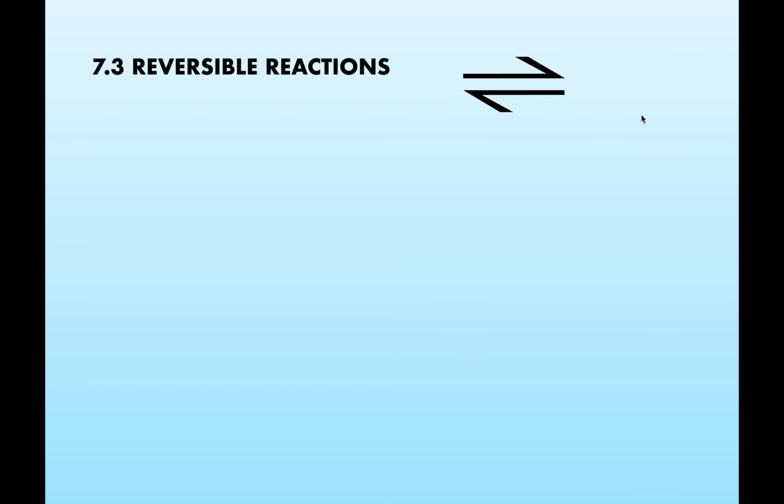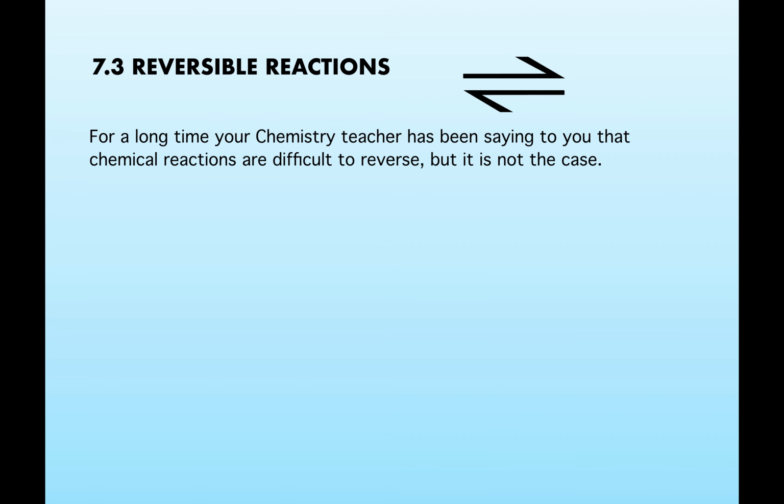Okay, reversible reactions. Now, you've been told all the way through key stage 3 that chemical reactions are difficult, if not impossible, to reverse, like burning a match or a wax candle, for example. But in reality, there are many chemical reactions that can be reversed. This is why we need a special sign.